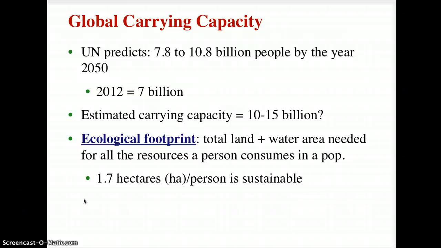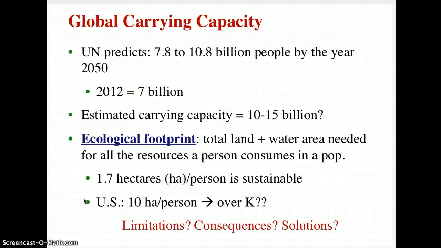So they're saying that a little bit more than that is sustainable. In the U.S., there's about 10 hectares per person. Is that over the carrying capacity? Are there limitations? Consequences? Solutions?